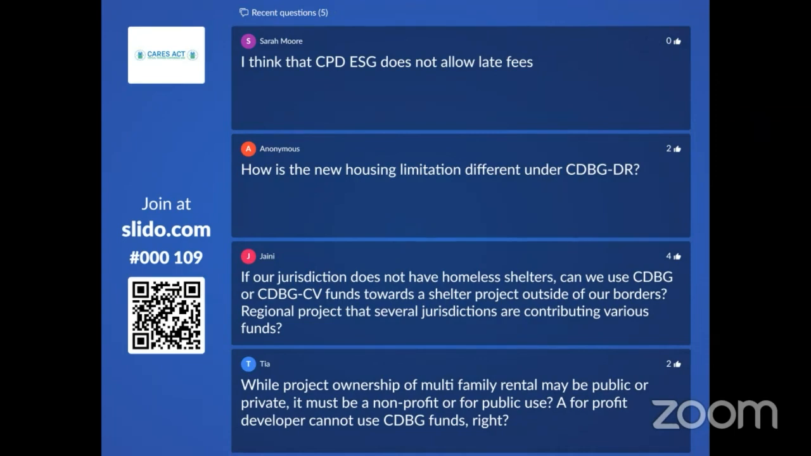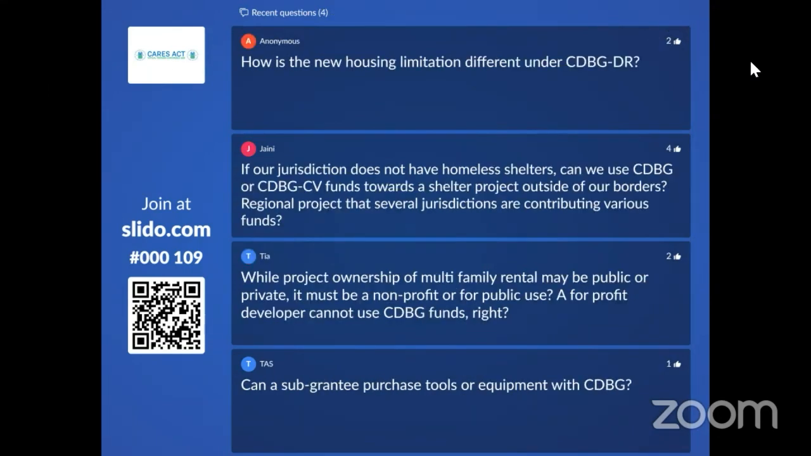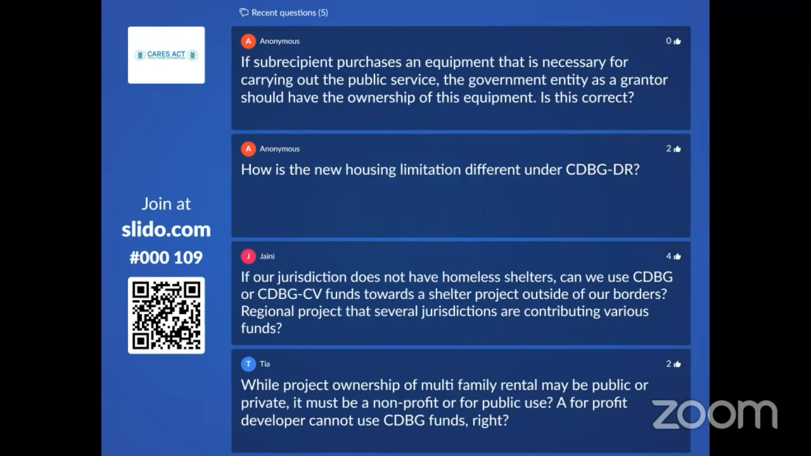I can't speak to ESG-CV. You would have to contact the Office of Special Needs Assistance to get additional information on that. That question on the CDBG-DR, Neil Parker, who's the Director of the Office of Disaster Recovery and Special Issues, will answer that question.